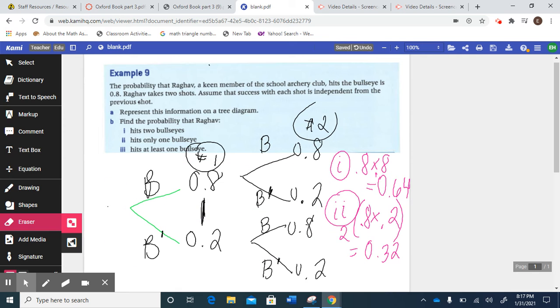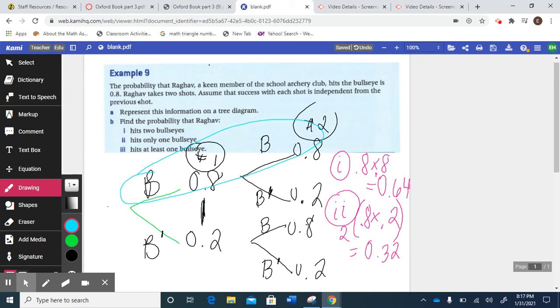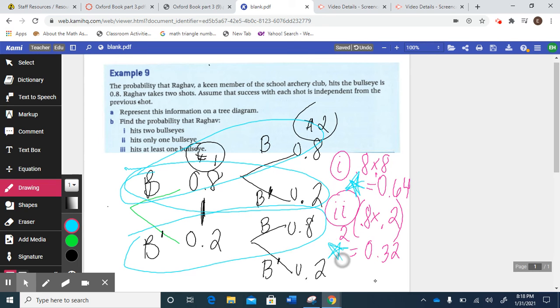All right, let's answer this last one. Hits at least 1 bullseye. Okay, so this one, we have a couple scenarios. He's going to hit either both, 1 and then miss, or miss and then hit his 1. So there are 3 scenarios for this one. Now you can either multiply each of those individually and then add up the results, or you can recognize that we've already technically found them in part 1 and part 2.